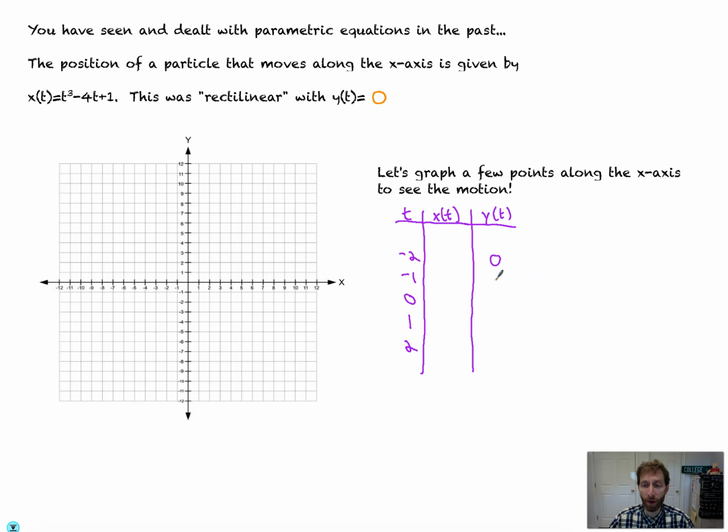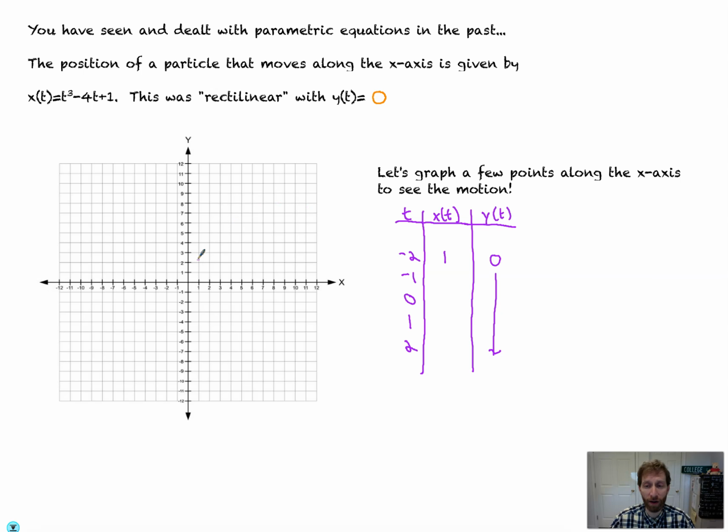And that's going to be 0 throughout. We're always going to be on the x-axis, no matter what t value we get. So when I plug in -2, I'm just plugging it into here. -2 cubed is -8. -4 times -2 is 8. Plus the -8 is 0, plus 1 is 1. So that's the point (1, 0) at time -2.